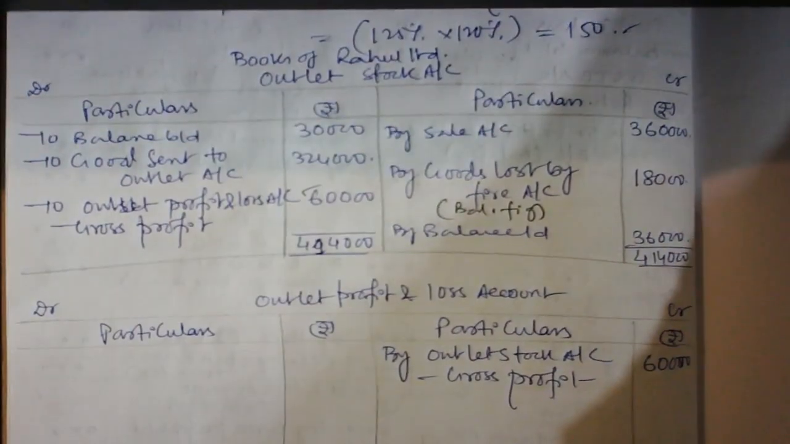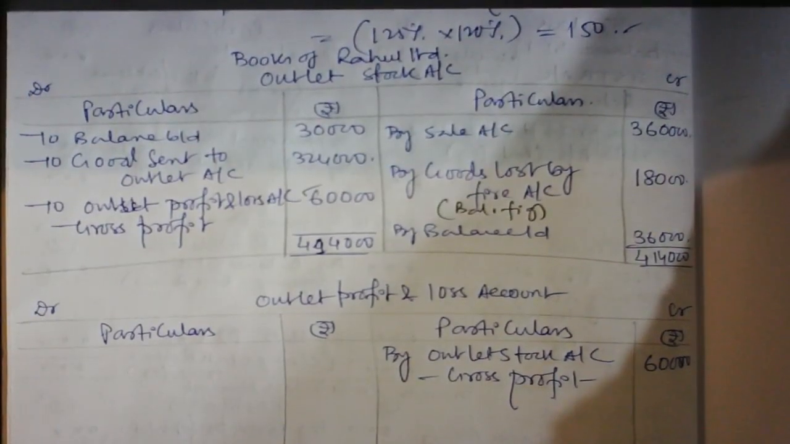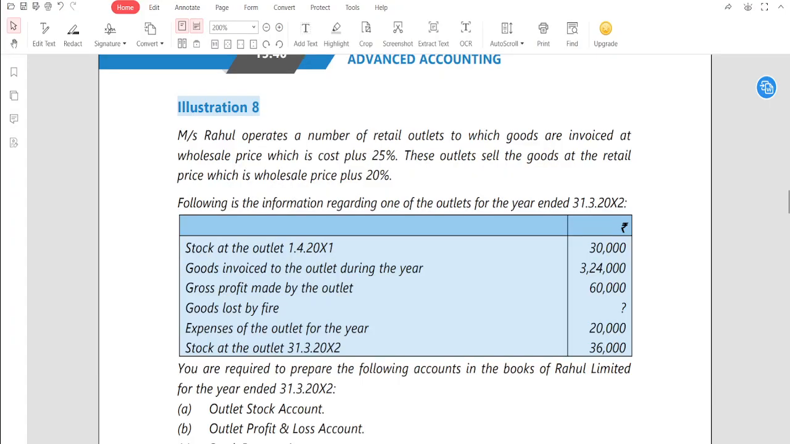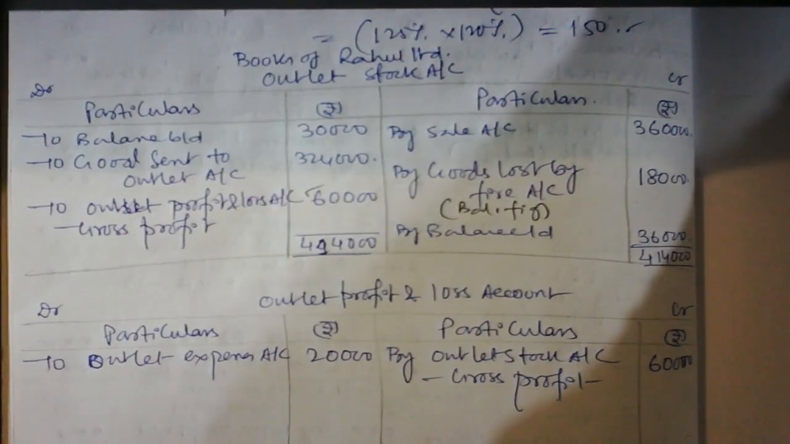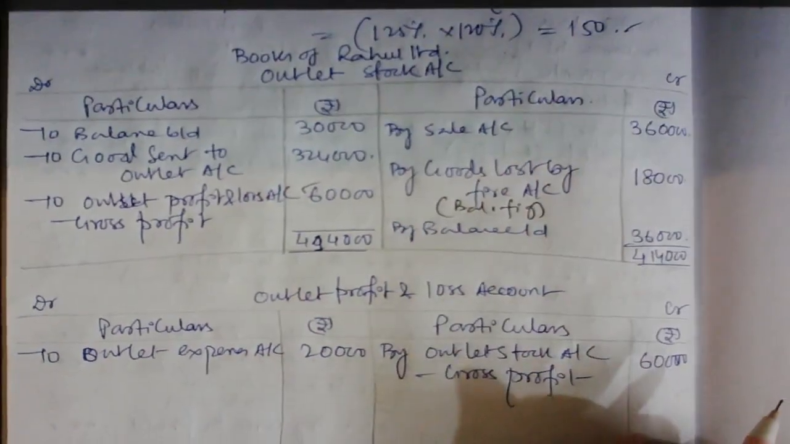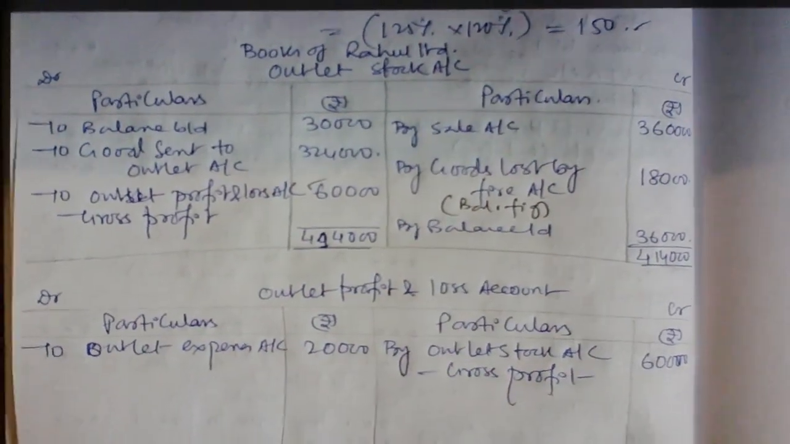And if you check the question, we have some expenses given. The expense is nothing but the 20,000. So you can write here outlet expenses, it is nothing but the 20,000. Perfect. It's given clearly. So देखिए और तो कुछ है नहीं. So here we are going to easily calculate the outlet profit and loss account.